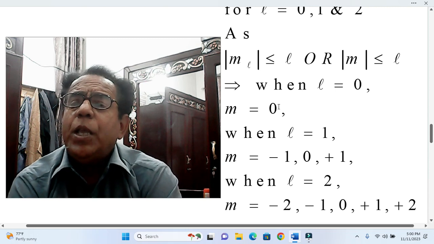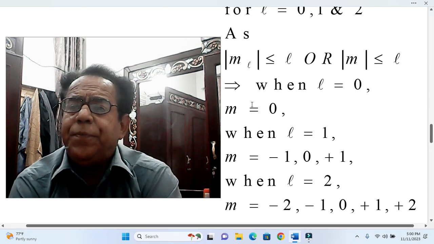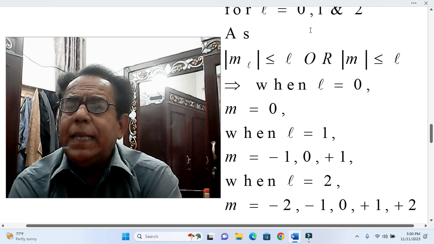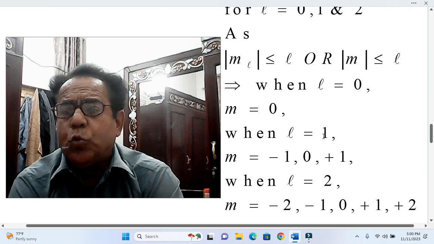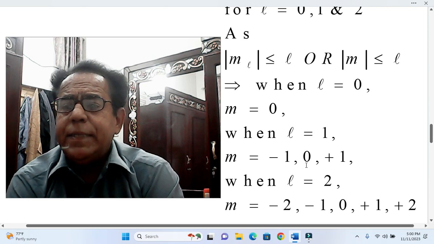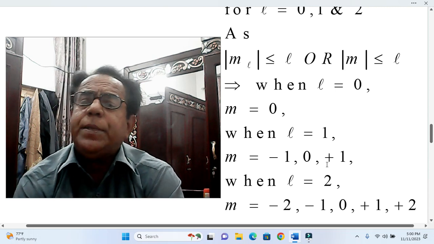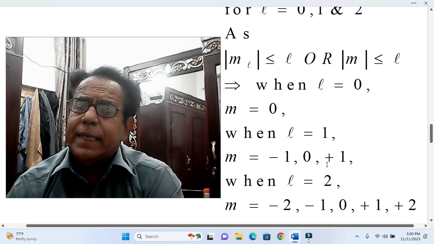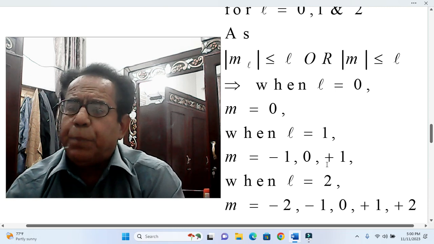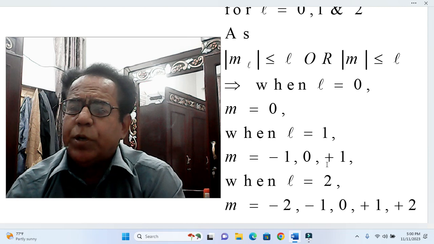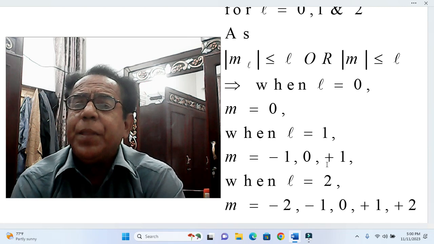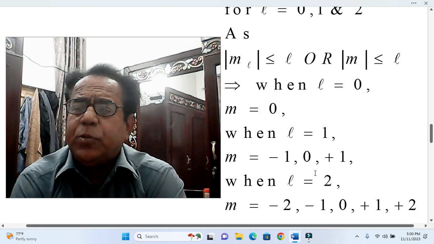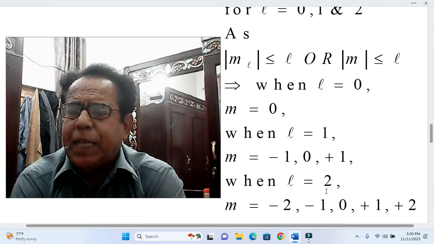According to this condition, when L is equal to 0, then m is also 0, while when L is equal to 1, then m is equal to minus 1, 0 and plus 1. Because on the x-axis, the positive x-axis is on the right hand side, the negative x-axis on the left hand side, and 0 is the origin. So in accordance with that arrangement, we have written it in this way.